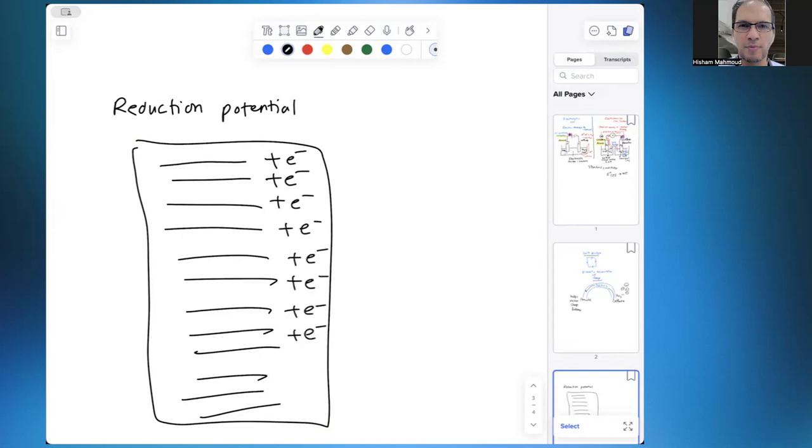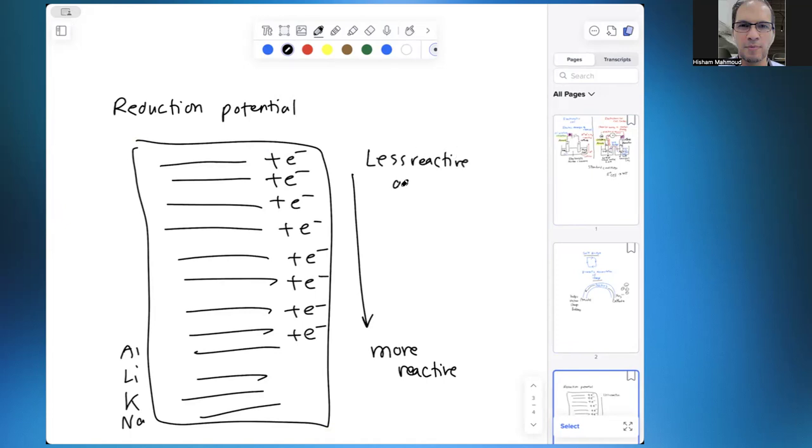And I will see that the elements become more reactive as I go down. So the very reactive metals, for example, sodium and potassium and lithium and aluminum and the like, are at the bottom, but the less reactive substances are at the top. The less reactive ones are at the top. I will see that the values here are more positive, while here they will be more negative values.